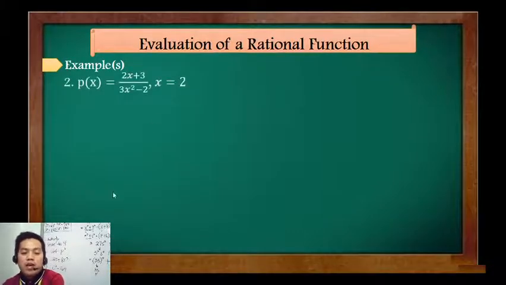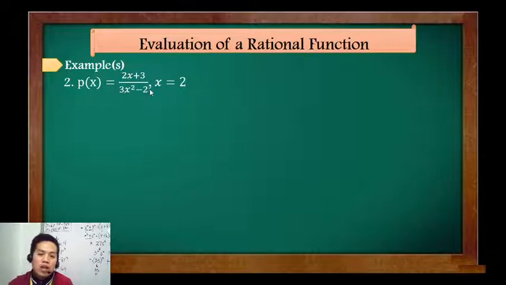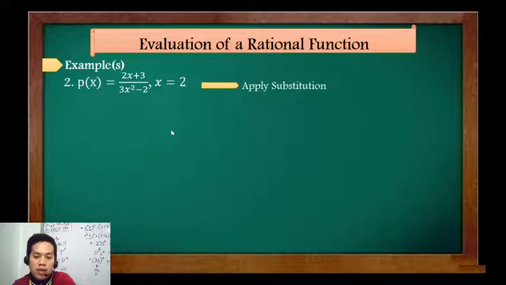Okay, next example we have p of x is equal to 2x plus 3 over 3x squared minus 2, in which our x is equal to 2. Now let us find out the value of our function given the value of x which is positive 2. So we need to apply substitution or direct substitution. Just substitute the value of our x to the given function. Okay, so we have p of x. Since we have the value of x, we replace it with 2.